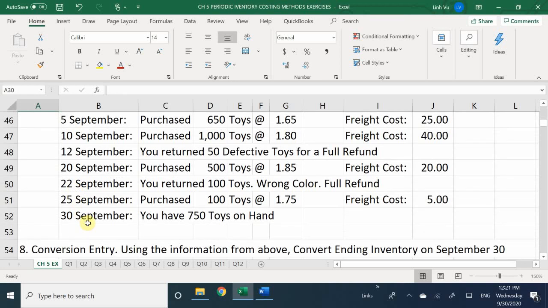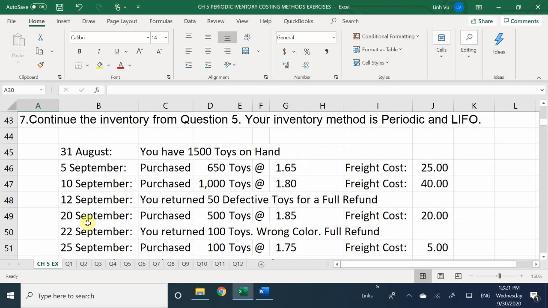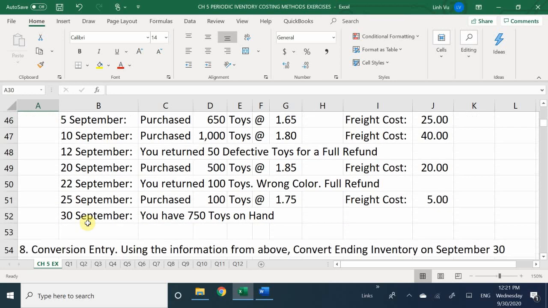They were the wrong color, but you returned it for a full refund. All right, so no discount there. We've had it with you. You've been giving us the wrong color. I don't want to accept it anymore. So give me a full refund. Okay, so September 22nd, we're refunding 100 toys for the full refund.